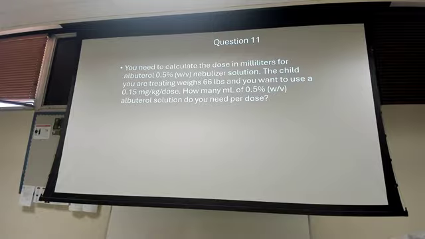Now, we have a dose in milliliters for albuterol, a 0.5% weight per volume nebulizer solution. The child you're treating weighs 66 pounds, and you want to use 0.15 milligrams per kilogram per dose. How many milliliters of the 0.5% weight per volume albuterol solution do you need per dose?